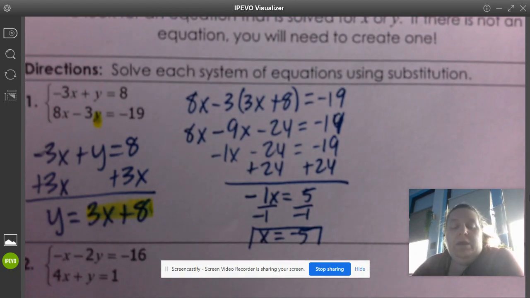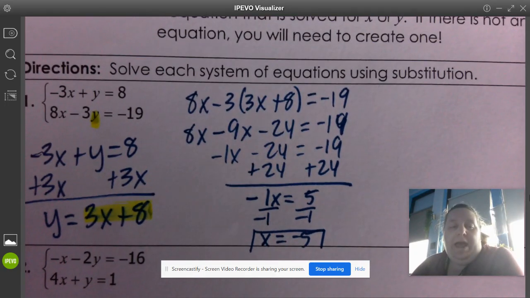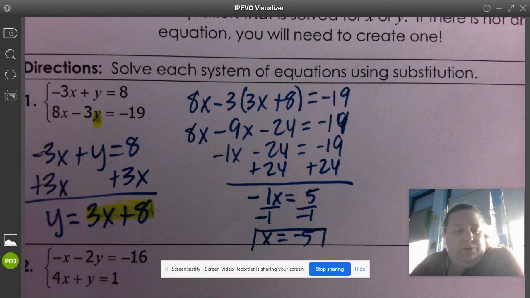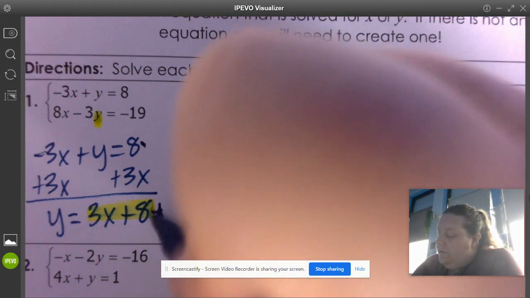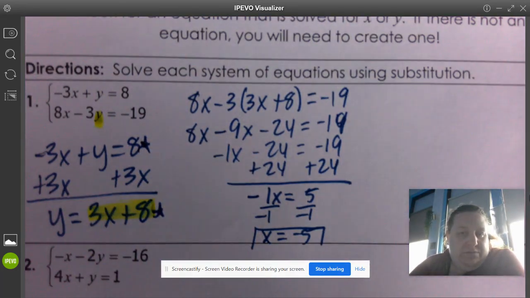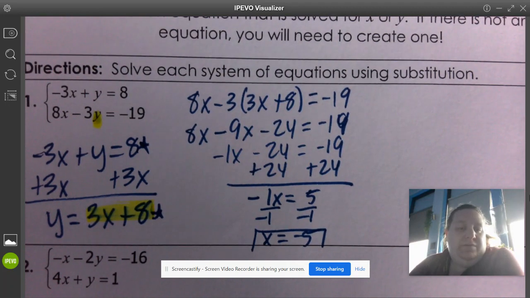Okay. So now I need to solve for y. So which equation do I use? Well, any of these three equations are going to work. These two equations right here are the same equation. They're just written in two different forms, and we can write all equations in multiple forms.